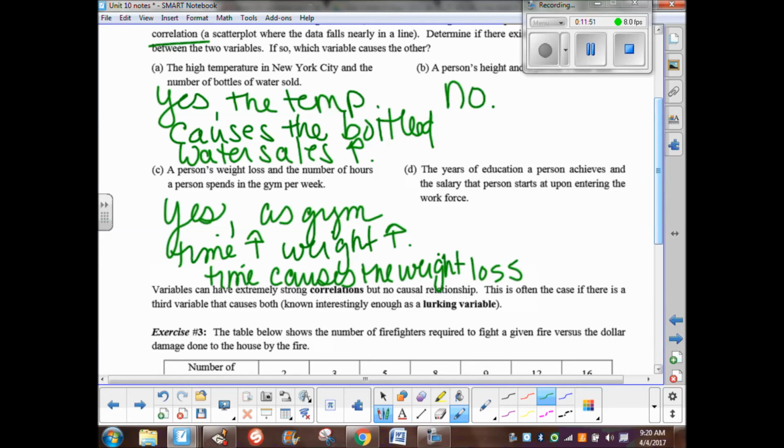Somebody that doesn't go to college at all, but maybe walks into a family established, successful business, their starting salary may be pretty good because that business is already established. But we're talking about that in general, yes. Your time in college, or years of education, cause your starting salary to increase.